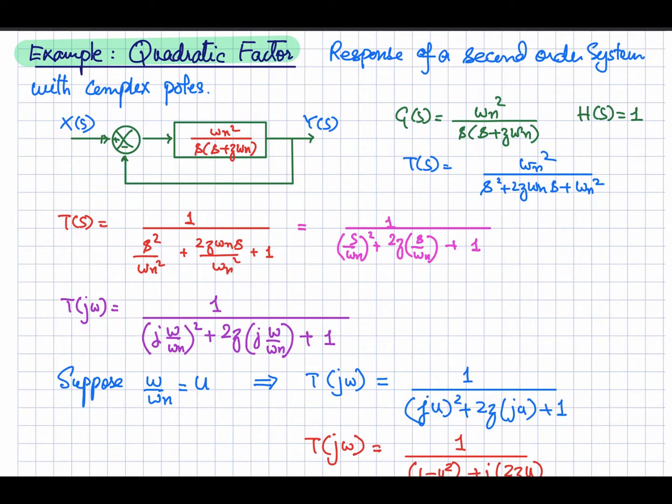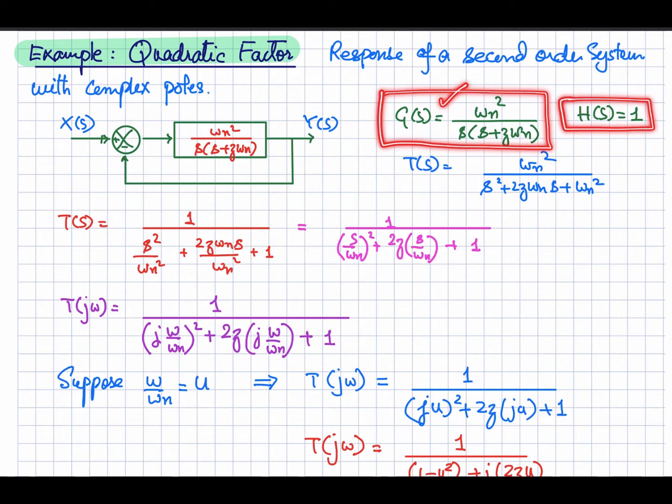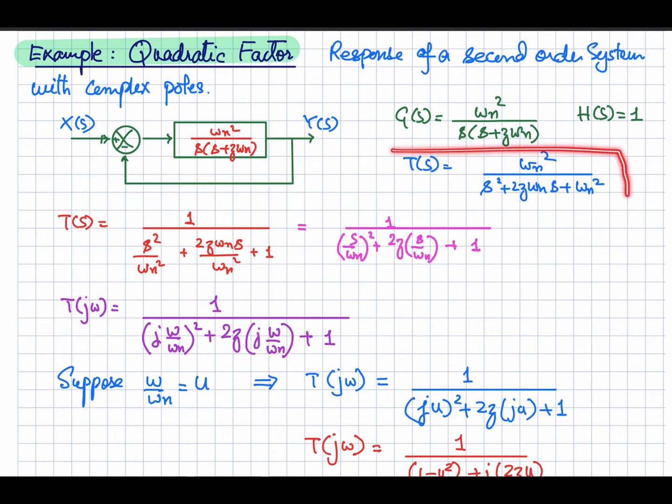So just consider this diagram. This is the second order system with the unity feedback. So the feedforward transfer function, that is G(s), is given by this expression, and H(s) is equal to 1, that is the feedback. Now if you evaluate the closed loop transfer function, that will be given by this expression.